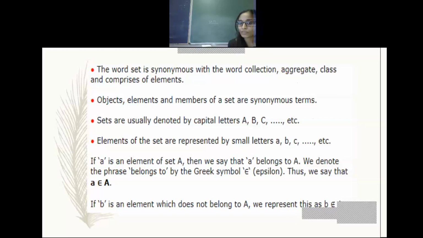Objects, elements and members are synonymous terms. Everything means the same. And sets are usually denoted by capital letters and the elements are represented by small letters. And if I have to say the element a belongs to a set A, then I use my symbol called epsilon, and you can see the highlighted region there in the fifth line. It says a belongs to A, that is a epsilon A. That is how I write belongs to, and if any element does not belong to set B, then I write epsilon with a bar on it, meaning b not belonging to B.